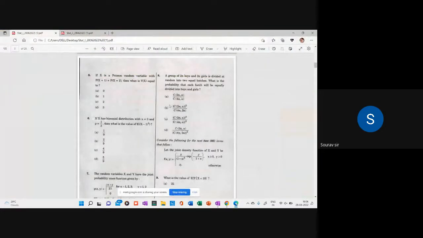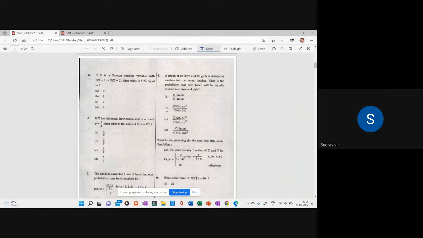Starting with ISS paper 1 2022, I'm going to start with question number 5. I have already chosen a few sums arbitrarily, so I'm going to deal with those sums today only. Okay, so let us address this sum.